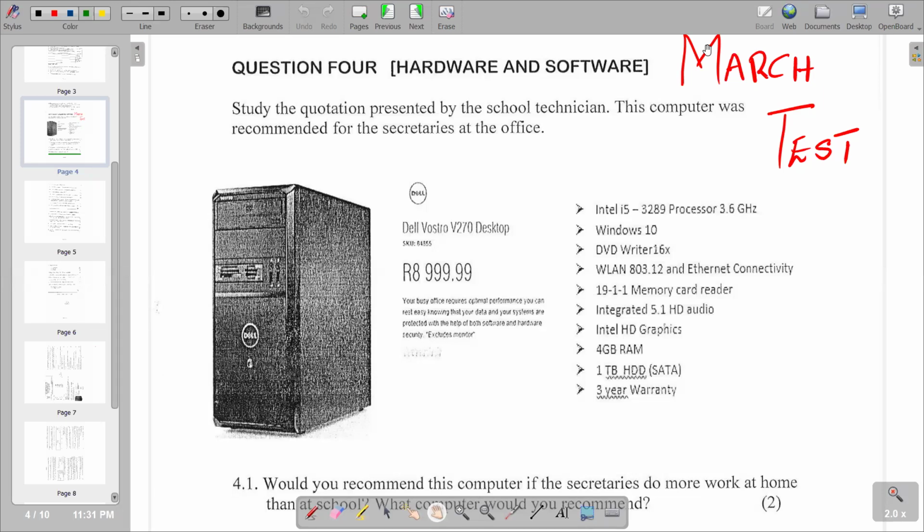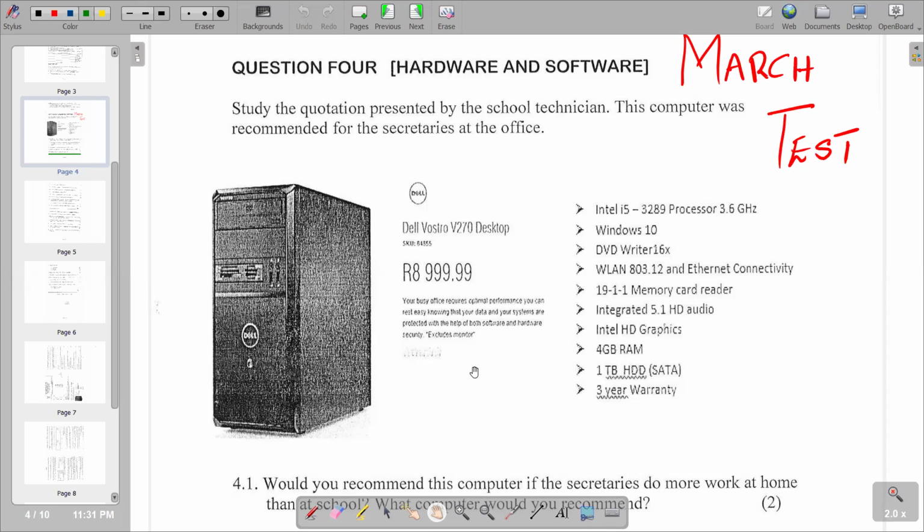In this video, we want to look at a past exam paper, and we're going to look at a match test. In this match test, we are going to look at question 4, that is on hardware and software. Our question reads: After the quotation presented by the school technician, this computer was recommended for the secretaries at the office. So, you're given details of the computer that you need to go through before you start to answer the question.